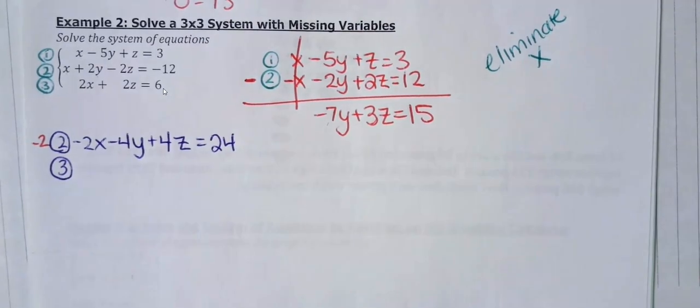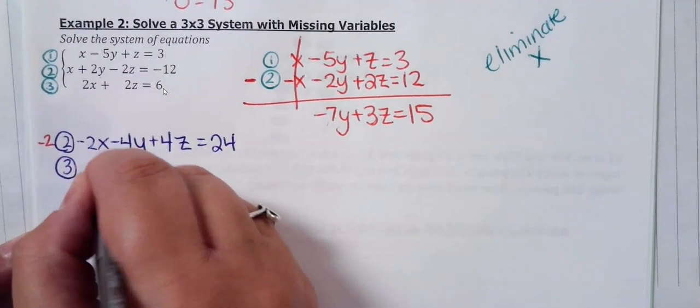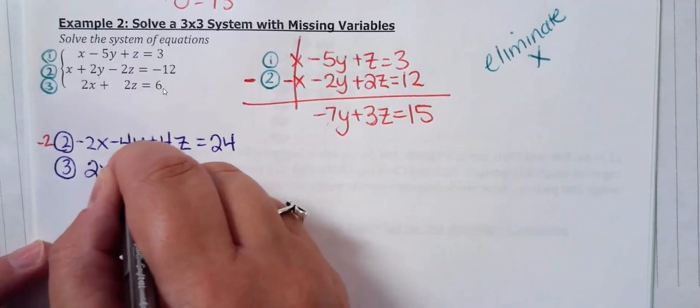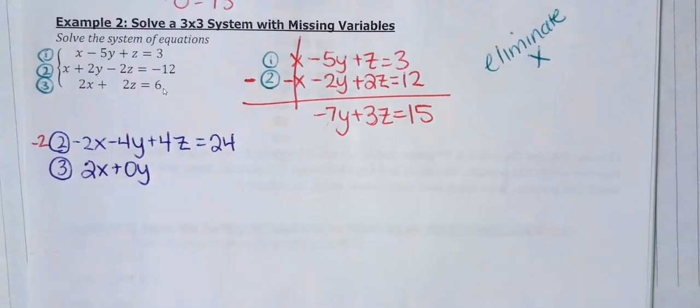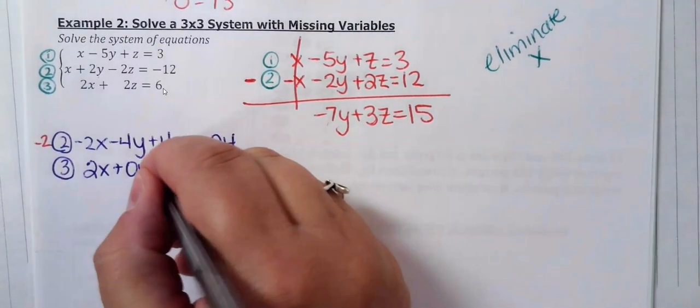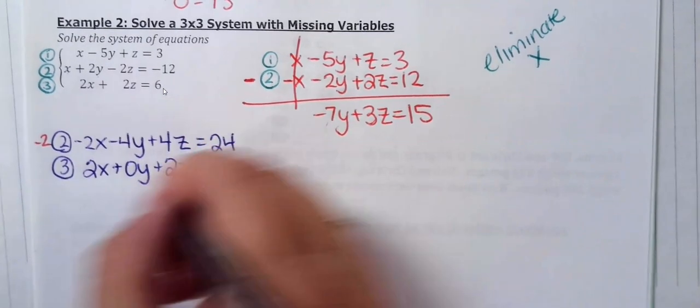Now, this is just my advice. You don't have to do this, but this last equation has a gap in it, right? There's no y. So what I do just to help line this up, I just put in place of the y, plus 0y. 0 times y would just be 0. That would wipe it out, but it might make it a little easier to line up. And then you have plus 2z, that's equal to 6.